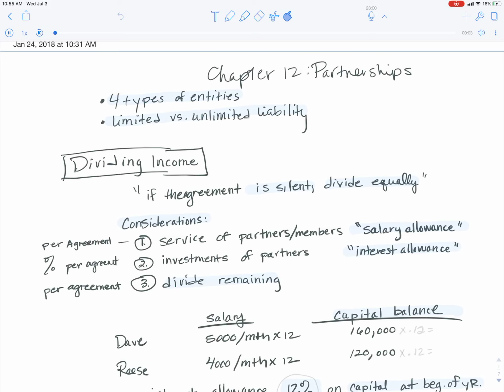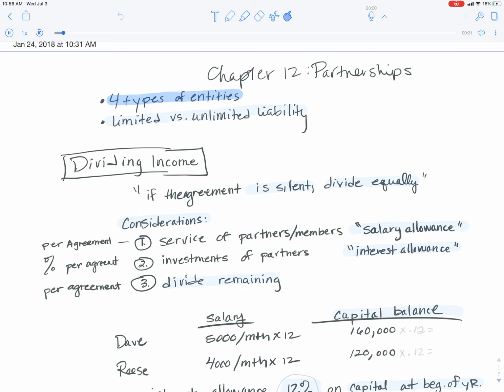Today's lecture is on Chapter 12, which is partnerships. We're going to be covering a type of entity that is set up as a partnership. One thing that you're really going to have to make sure you do is to read Chapter 12, the sections that I have indicated for you to read, and make sure that you can distinguish the difference between the four types of main entities that are in this chapter.